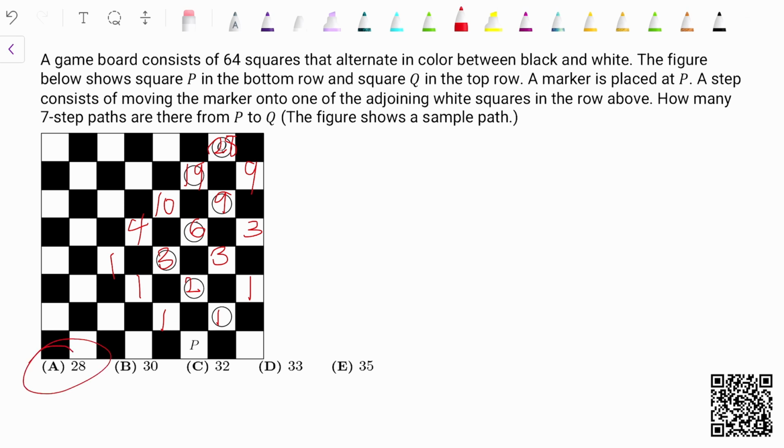Therefore, the answer is A, 28. So I personally think that the waterfall method is very, very effective in this case. Once again, it's basically how many ways you can get to that square from P. I think it's very good and rather efficient too compared to everything else.